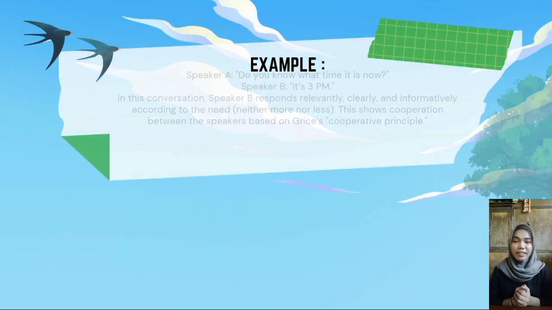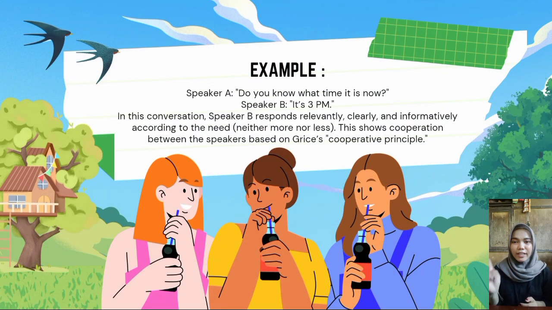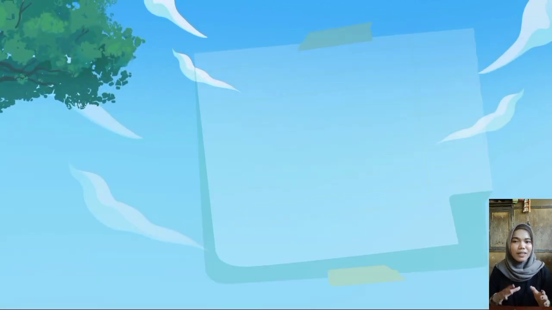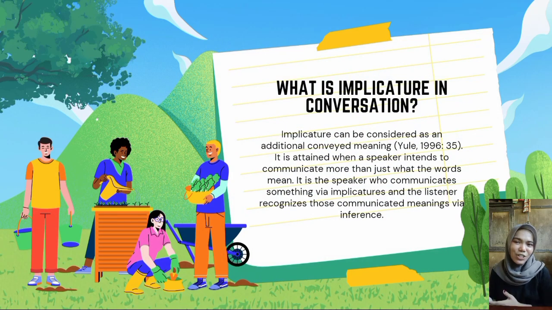For example, Speaker A: Do you know what time it is now? Speaker B: It's 3 p.m. In this conversation, Speaker B responds relevantly, clearly, and informatively according to the need. This shows cooperation between two speakers based on Grice's cooperative principle, which I will explain clearly in the next slides. Next, what is implicature in conversation?